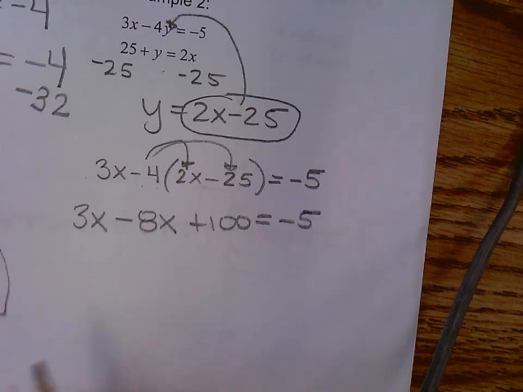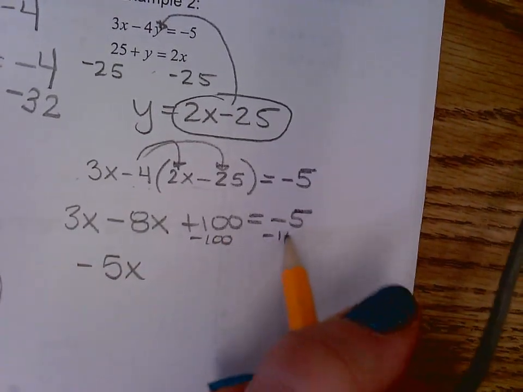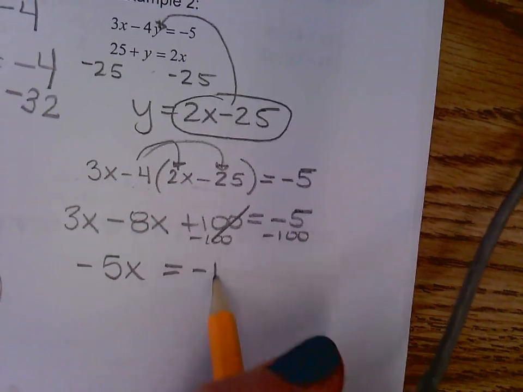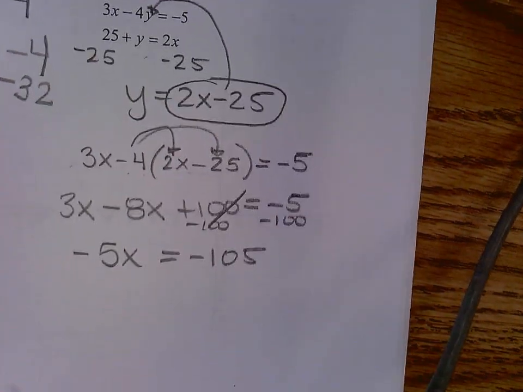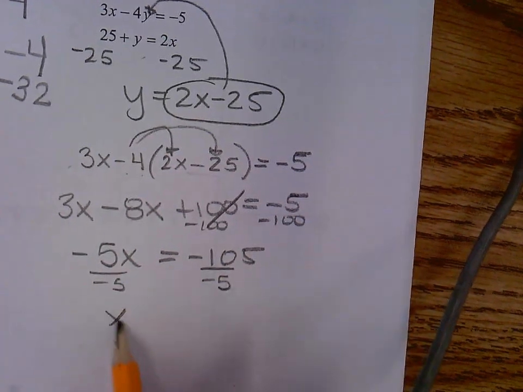So I've got negative 5x. So did you get negative 5x equals negative 105? Then you might need a calculator if you're not sure what negative 105 divided by negative 5 turns into. So you could do that on a calculator.